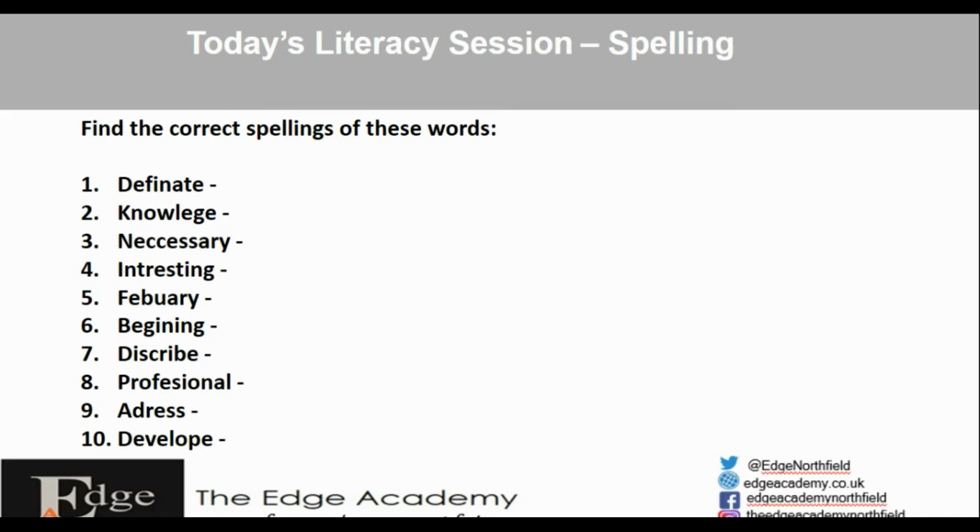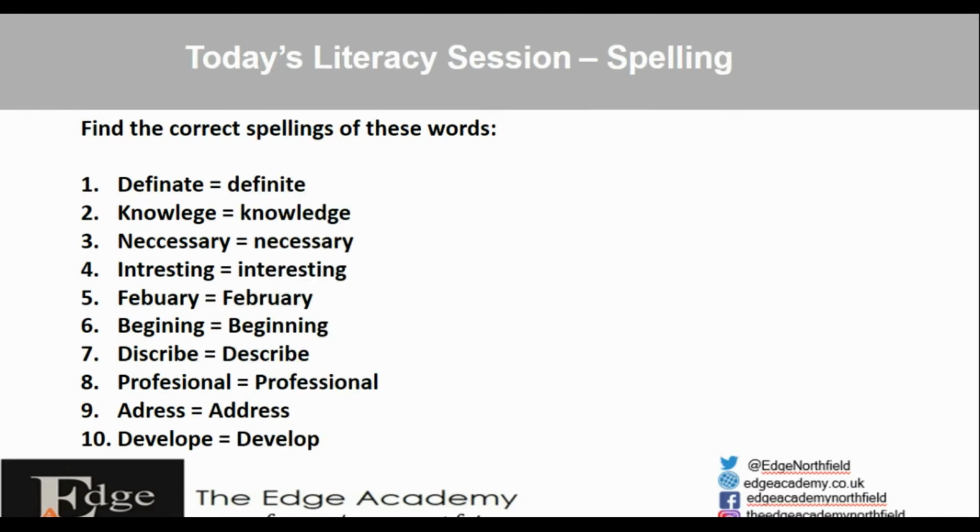If you now look on the next slide, you can actually see there the spellings of the correct words. So number 1 is definite. The L is the silent letter in knowledge. Necessary has 1 C and 2 S's. So for example, we only wear 1 collar, but we wear 2 socks. So the C, 1 collar, 2 S's, 2 socks.